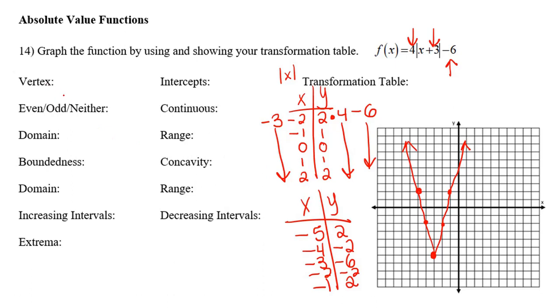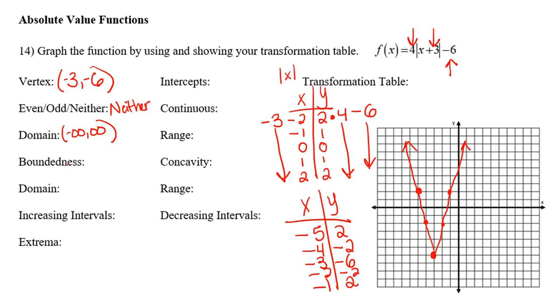All right, so my vertex is at -3, -6. I have neither for symmetry. We covered that in our last video, how to find that. Domain, that would be -infinity to infinity.